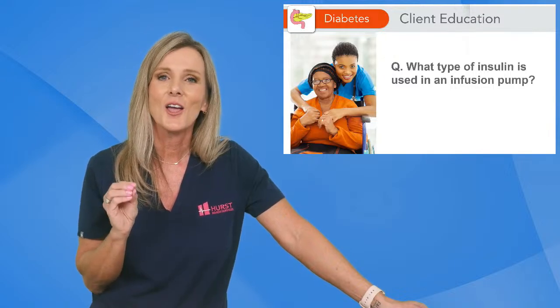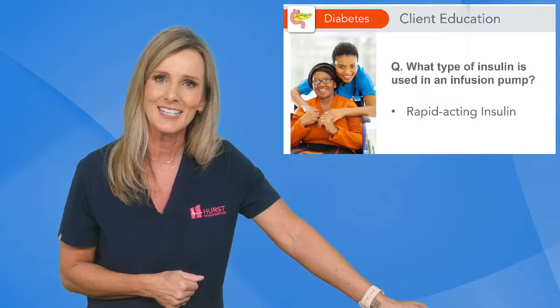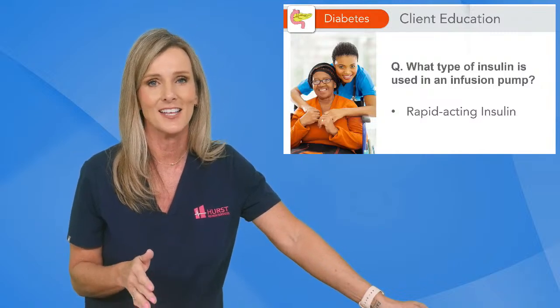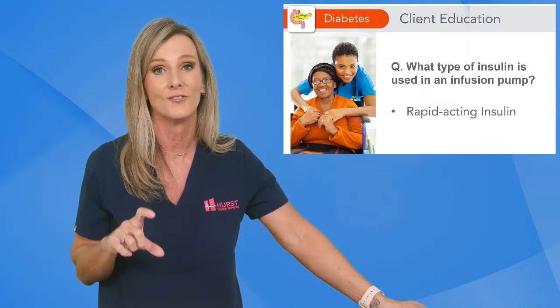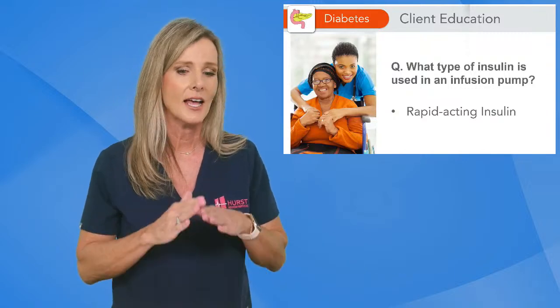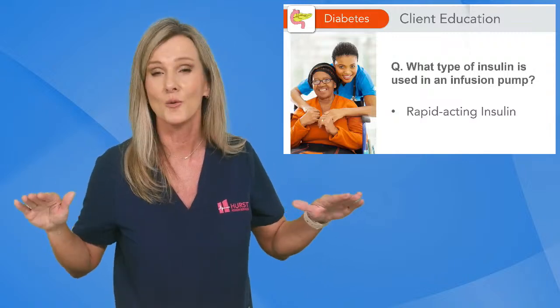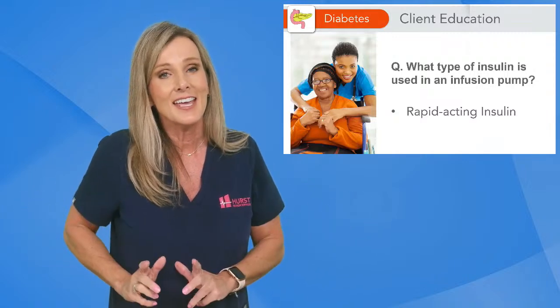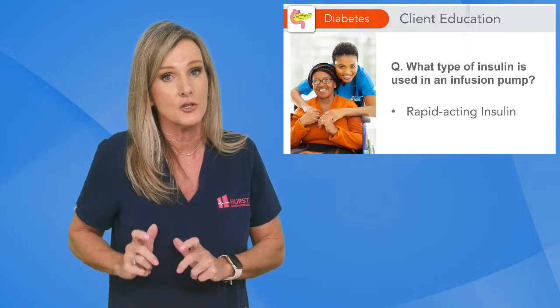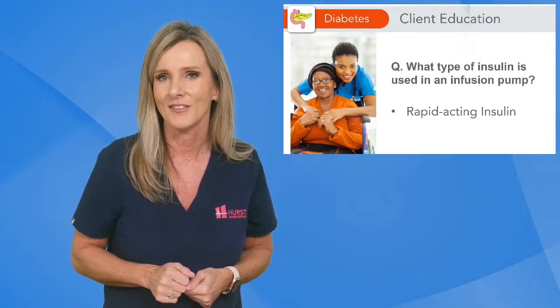It is rapid-acting insulin. So good job if you thought about rapid-acting insulin, because that is the type of insulin that is used in those portable infusion pumps. What happens is the client is receiving a steady basal level of insulin, just like a normal healthy pancreas, and then the pump is going to administer additional boluses with meals or if they have an elevated blood sugar.